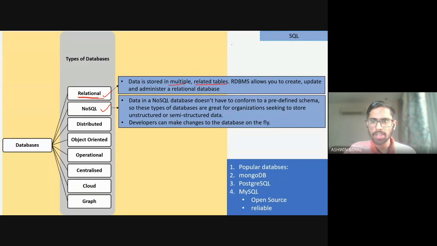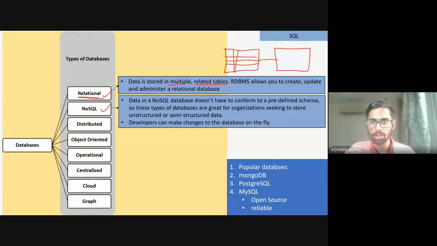And there's a defined schema. This is a row, this is a column. All this is predefined. Then this table may be linked to this one, and this table may be linked to this one. All these things are there.